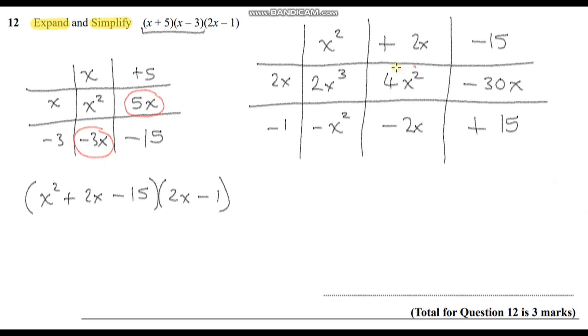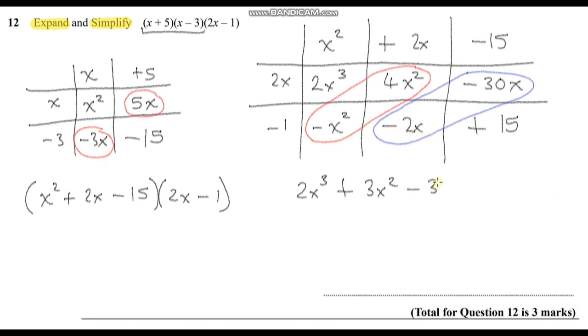And we can simplify again. So let's just write down what we've got so far. We've got 2x cubed. These two terms, 4x squared minus x squared, is plus 3x squared. And I can see that these two terms also simplify. So we've got negative 30x minus 2x, that's negative 32x. And then we've just got plus 15. And this is fully simplified. We can't simplify this anymore. So this is our final answer: 2x cubed plus 3x squared minus 32x plus 15.